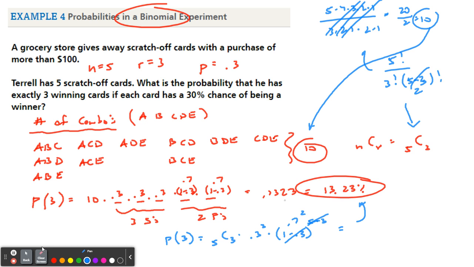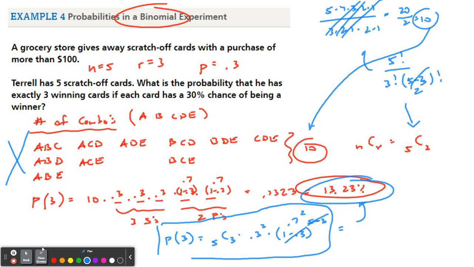You don't have to do all of this. This is not what you need to do. This is all you need to do: use the formula and get the right answer. But this is explaining where the formula comes from. All right, very good. Best of luck on these probability and binomial distribution problems.